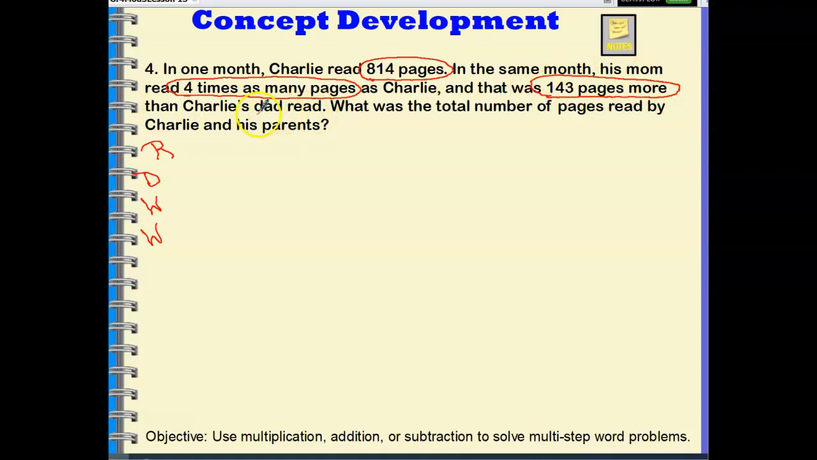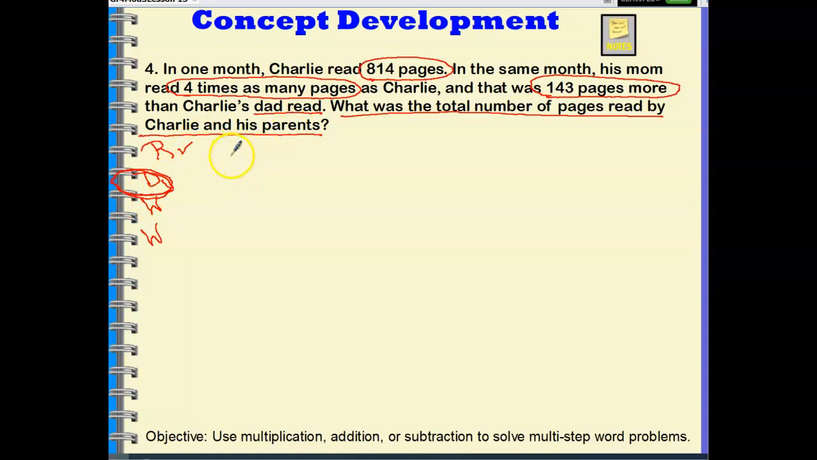Okay, so here now I have how many Dad read. So Mom read more than Dad. She read 143 pages more than Dad. What was the total number of pages read by Charlie and his parents? So I want to know how much everybody read. All right, so I've read my problem, and now I'm going to draw out what I know. Now, again, guys, please don't forget this step. Drawing out what you know is going to be the biggest thing that you can do to help you understand what's going on in these problems.